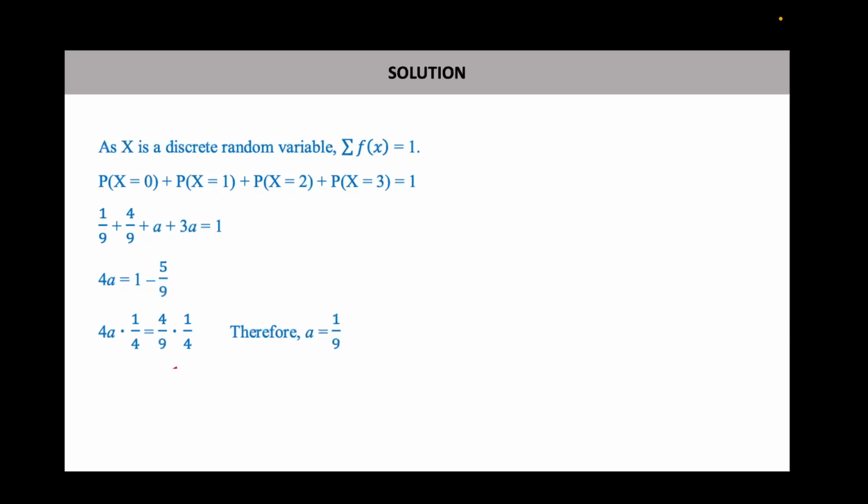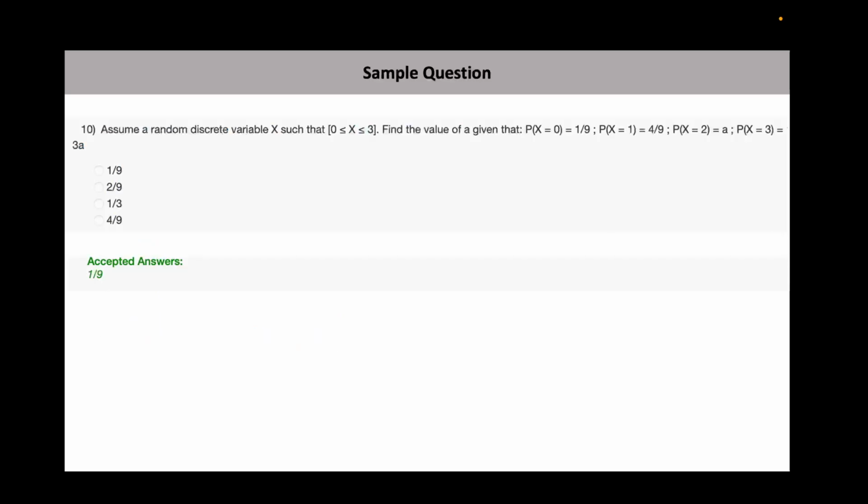I'll just leave the question on the screen, and you can check how the answer has been solved. So the answer to this question, where we had to find the value of a for the discrete variable, is 1 by 9.